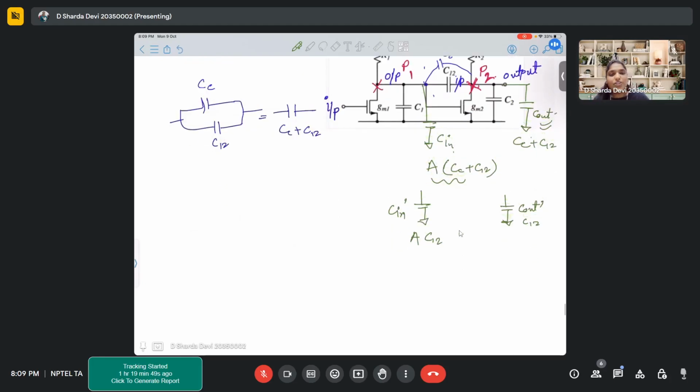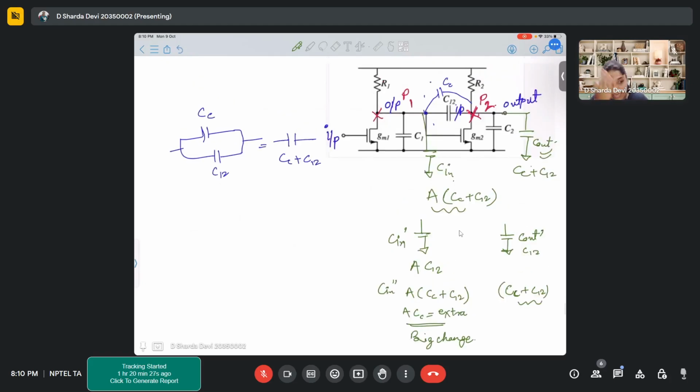Because of this introduction of CC, the C in, let's say, C double dash becomes A times CC plus C12. So an extra factor of A times CC is being added, and here it becomes CC plus C12. The capacitor is in some femtofarads, so this is not a big change, but here it is definitely a big change. And because of this big change, the capacitance at this point is changing.